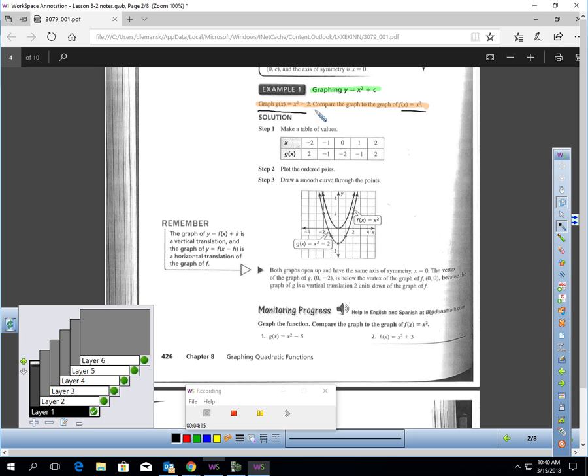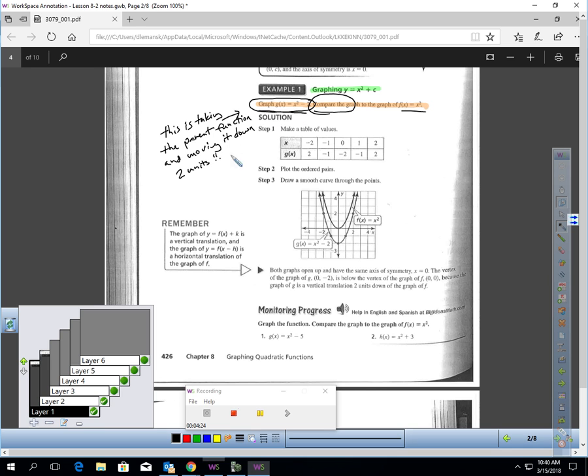Now, what I'm worried about is the comparing. Let's talk about the comparing. Okay? We talked about how this is taking the parent function, that -2, and it's moving it down 2 units. Okay?